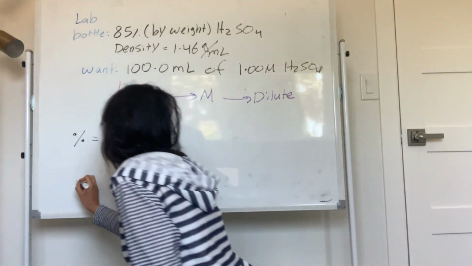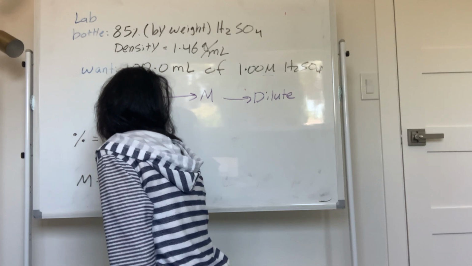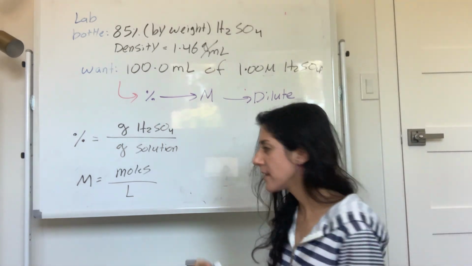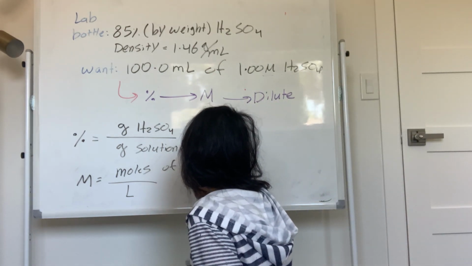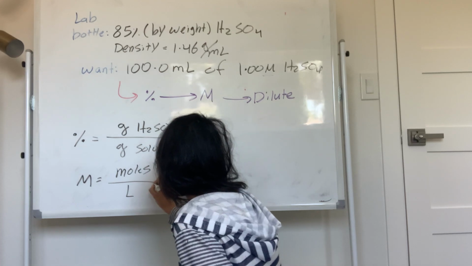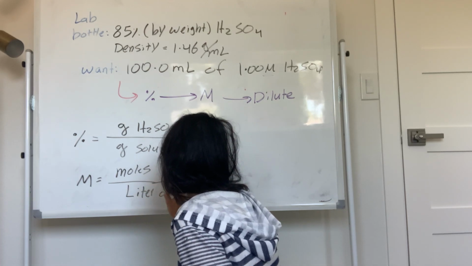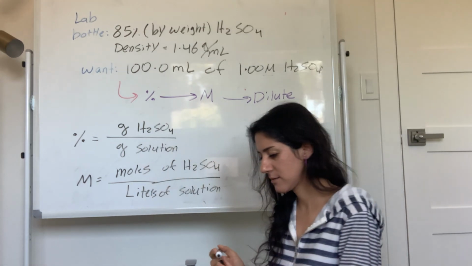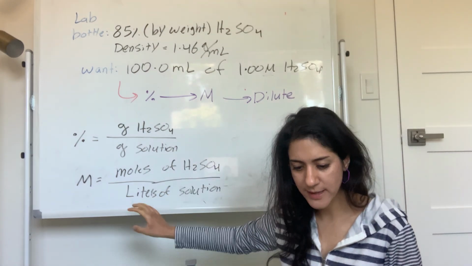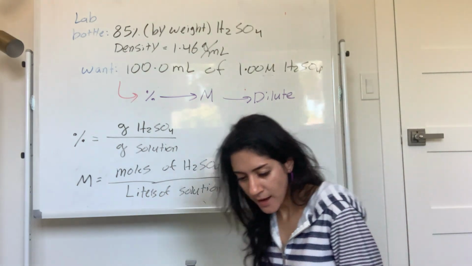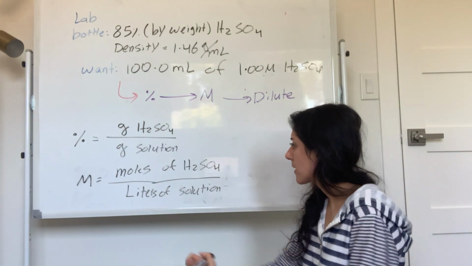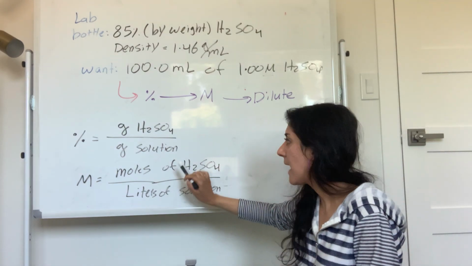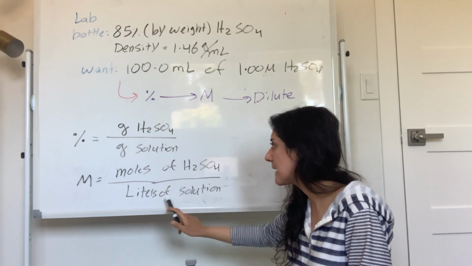Okay. But the unit that we want is molarity. You notice molarity is moles over liter, right? Molarity is moles of, in this case, the solute, H2SO4, over liters of solution. Molarity is moles per liter. So this is the unit that we have, and this is the unit that we want to get to. If you look at this, I'm trying to go from grams of sulfuric acid to moles of sulfuric acid, and from grams of solution to liters of solution.